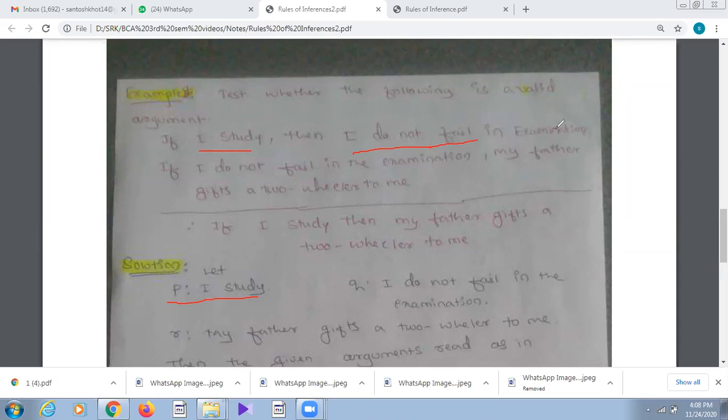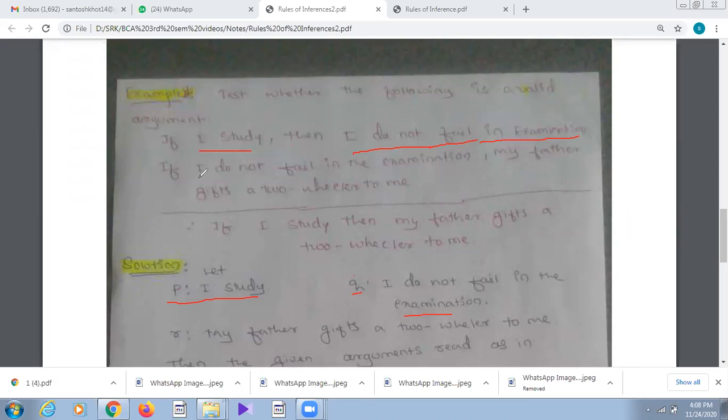So "I do not fail in the examination" means what is the opposite of this sentence? "I fail in the exam." But in this argument there is no sentence "I fail in the exam." So that's why I will take the whole sentence, "I do not fail in the examination," as a Q. I take it as a Q because the opposite sentence is not there.